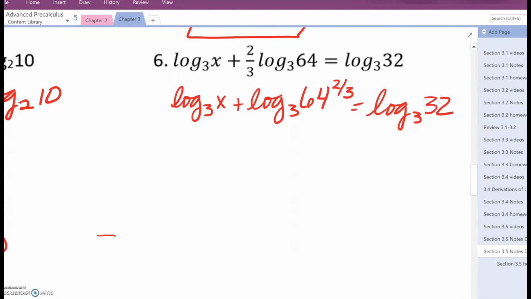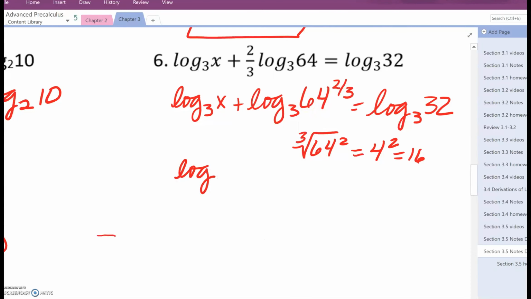Now, 64 to the 2/3. Remember, that means the cube root of 64 squared. Since we're doing this in our heads, it's easier to first take the cube root of 64 and then square that answer. The cube root of 64 is 4, because 4 times 4 is 16, times 4 is 64. So this is really 4 squared, which would give you 16. So this 64 to the 2/3 is really just 16.